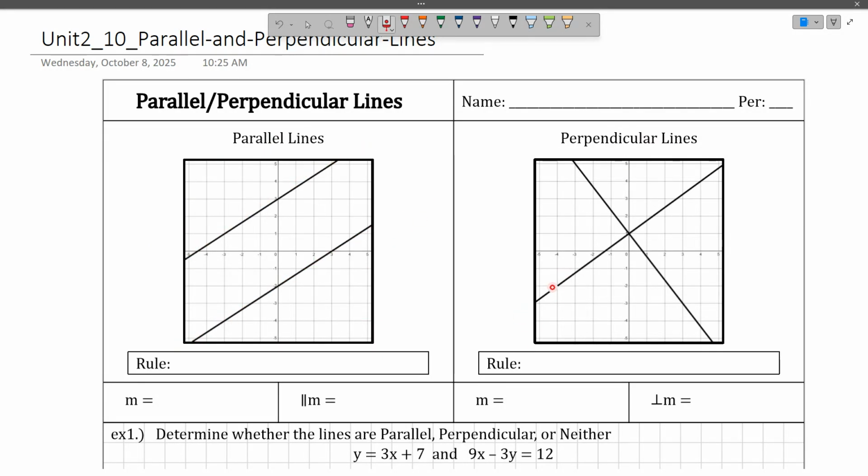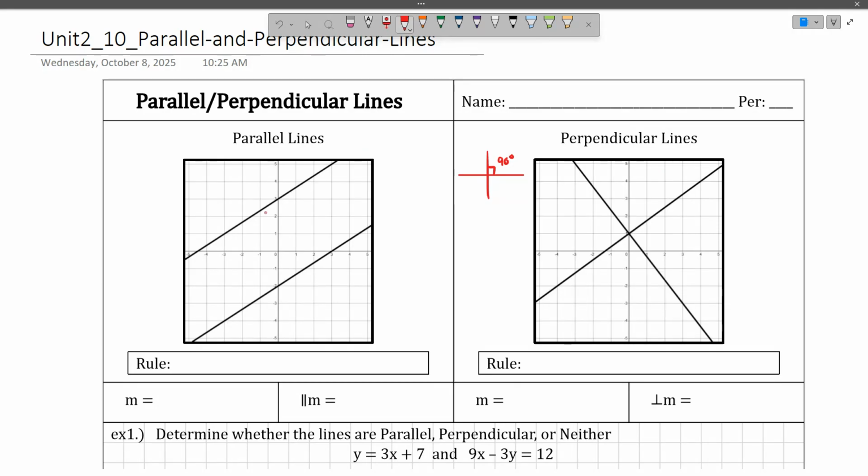And perpendicular lines are really special. They are lines that do cross, but they cross and form a T. Specifically, they create a 90-degree angle when they cross. But we don't have protractors. I don't have a class set of protractors. And there would really be no way to tell just by our eyesight alone if this is a 90-degree angle.